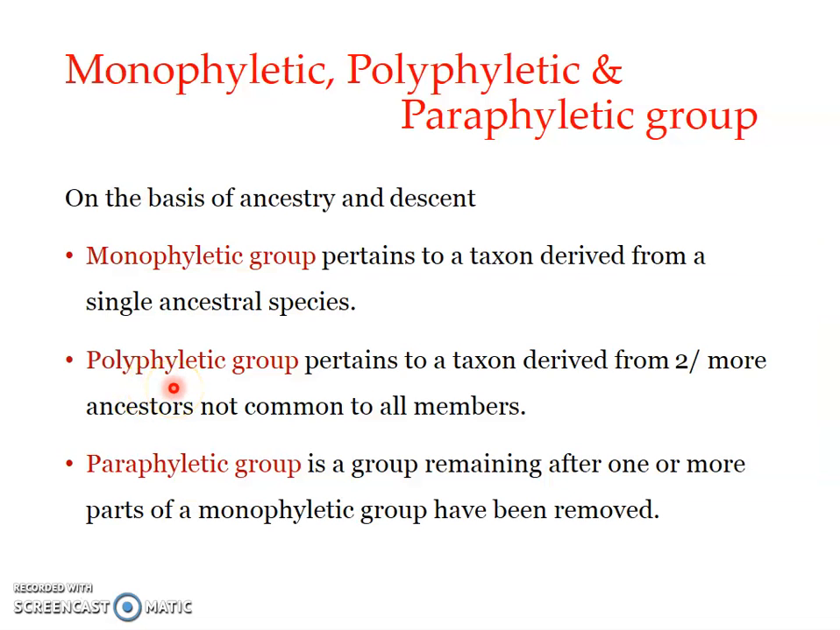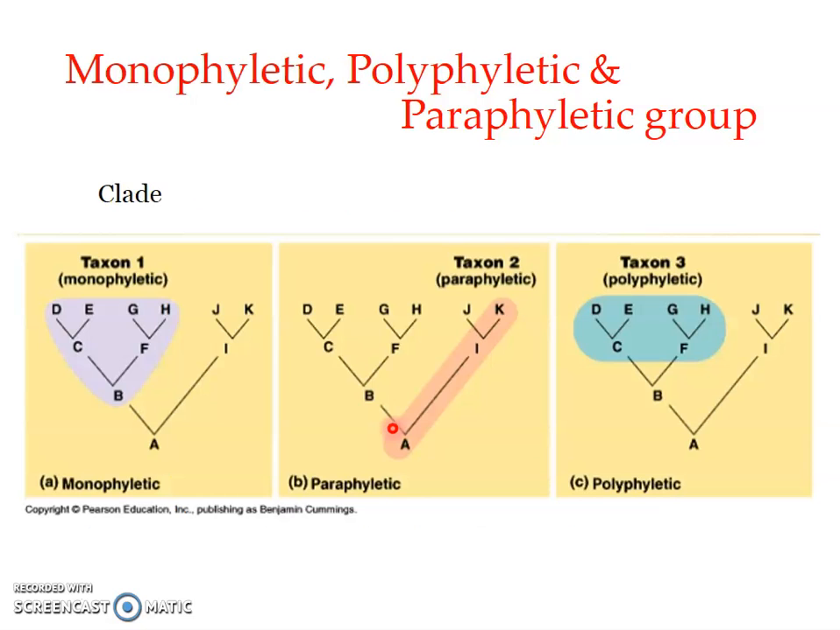Now, what is a polyphyletic group? A polyphyletic group refers to a taxon derived from 2 or more ancestors not common to all members. Simple thing. Here we have just ignored the ancient ancestor B. Instead we have taken only these descendants. So we don't have a common ancestor; we haven't taken the common ancestor for D, E, G, H. Actually they do have one, but we haven't considered it. Such groups are referred to as polyphyletic.